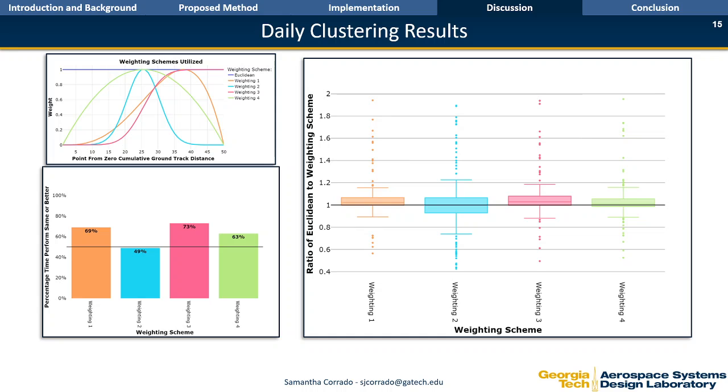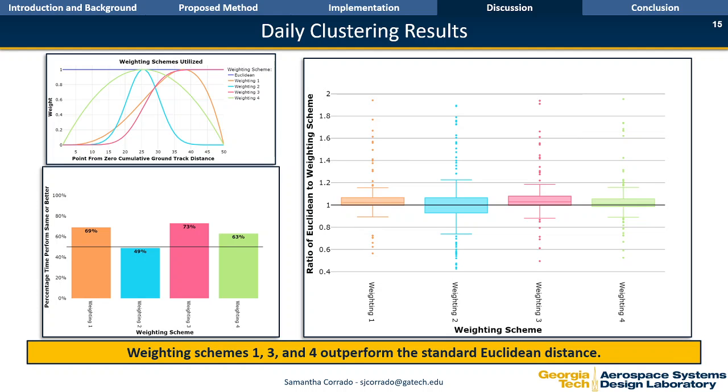Then, on the right, the ratio of the Euclidean distance to the weighting scheme is displayed such that the magnitude of the performance can be assessed. In this case, if the ratio is above 1, then the weighting scheme performs better, as the mean distance between trajectories within a flow and the flow centroid for all flights within that day is less than that using the Euclidean distance.